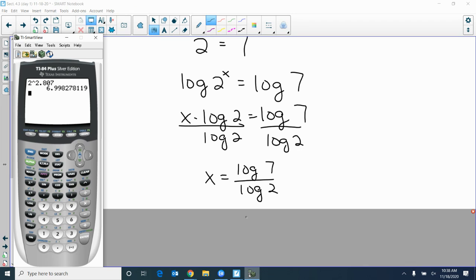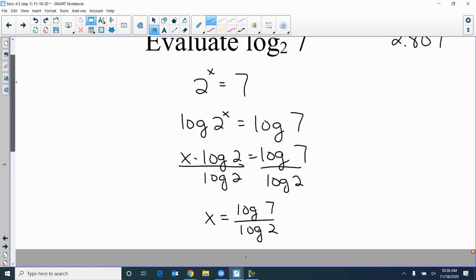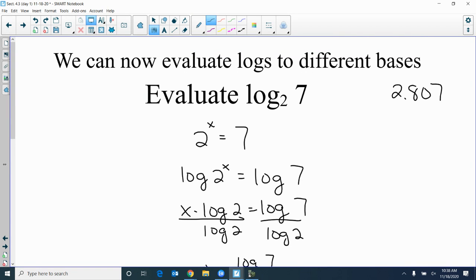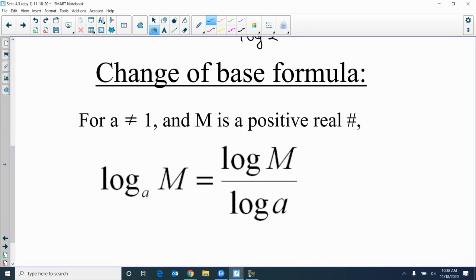And so if I take log 7 divided by log of 2, I get that same answer. That's what your calculator's doing. It's taking the log of 7 divided by the log of 2. Now look how this is situated. The 7 is this number here. The 2 is the base. The log of the number we're taking divided by the log of the base. This is what we call the change of base formula.